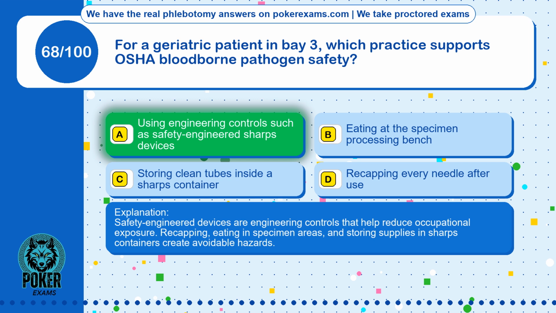Safety-engineered devices are engineering controls that help reduce occupational exposure. Recapping, eating in specimen areas, and storing supplies in sharps containers create avoidable hazards.